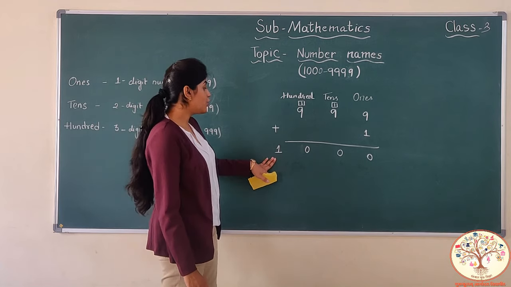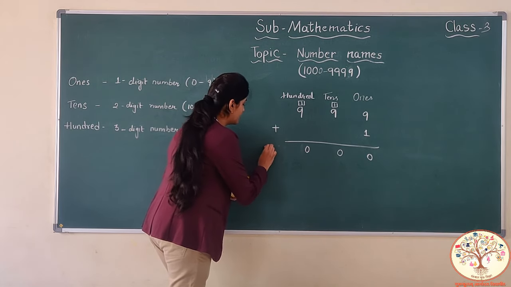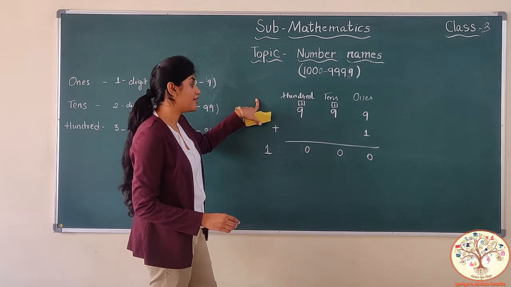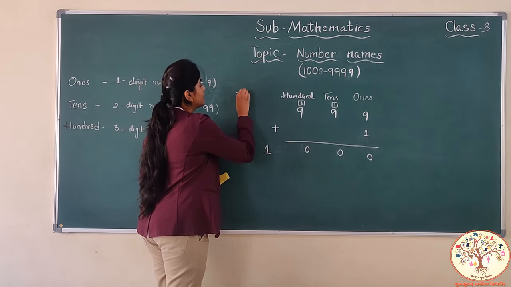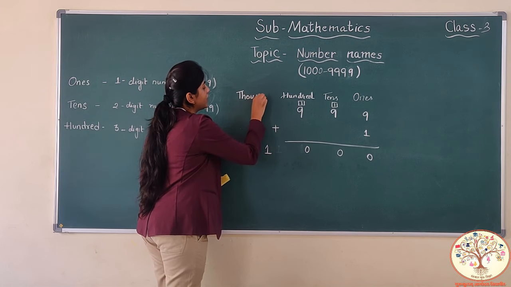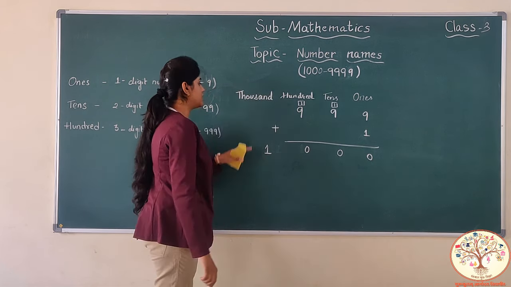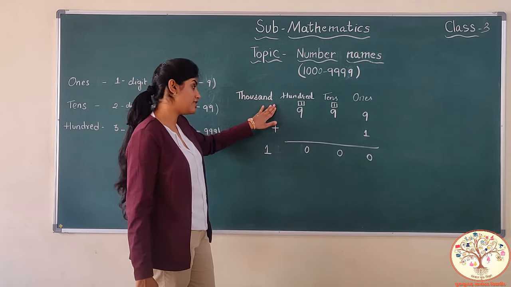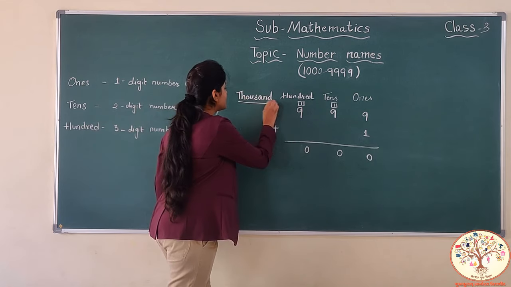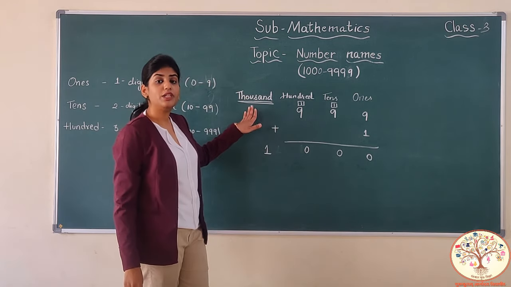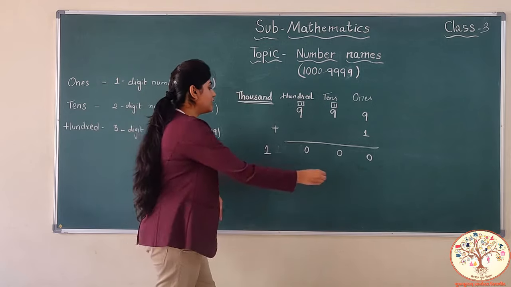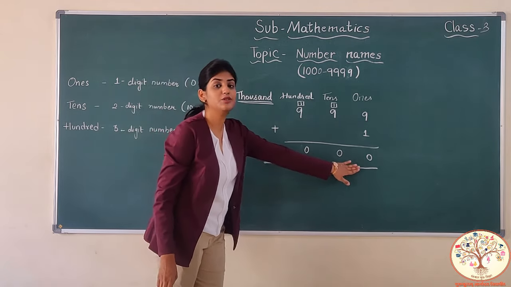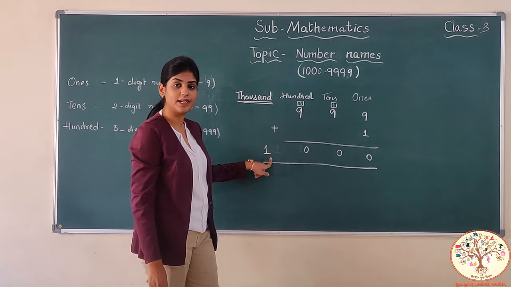Okay? And do you know what this new place is called? This new place towards the left of 100 is known as 1000. Repeat after me. 1000. T-H-O-U-S-A-N-D. 1000. So here comes a new place value, that is 1000, and it introduces the 4 digit numbers. Can you see here 1, 2, 3, 4 digit number?